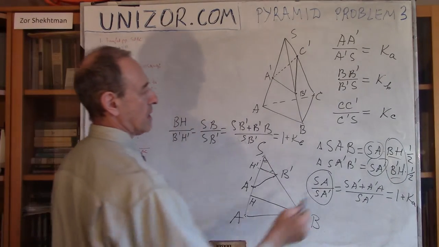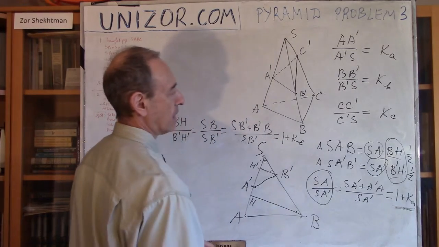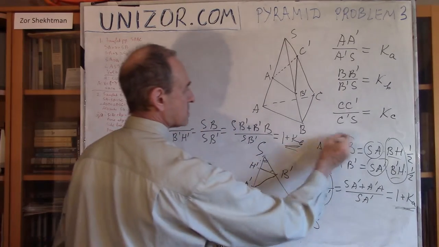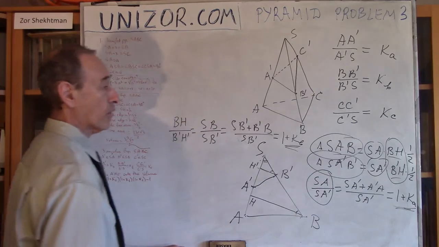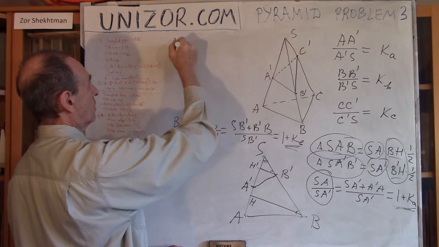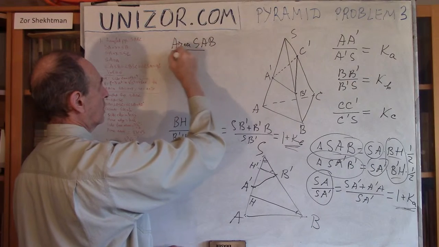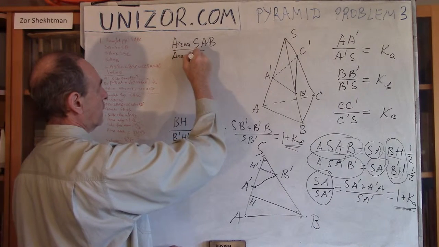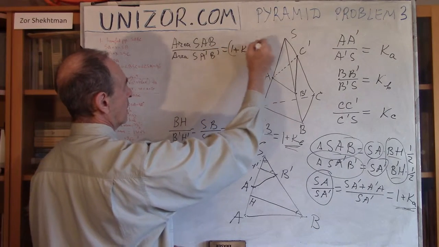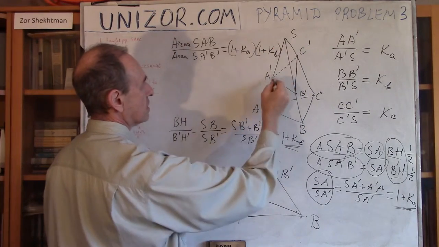So I know that this is greater than this by this factor. This is greater than this by this factor, which means this area is greater than this area as a multiplication of these two, right? So the area of SAB relates to the area of SA prime B prime as 1 plus KA times 1 plus KB. So that's how we know the ratio of these areas.